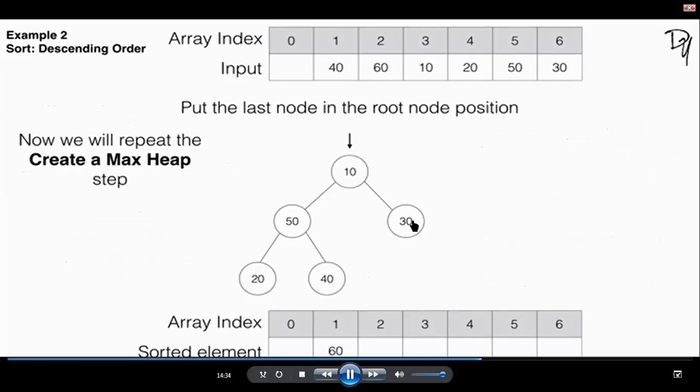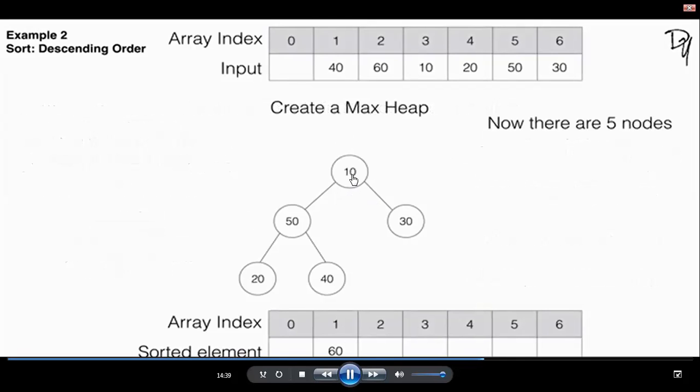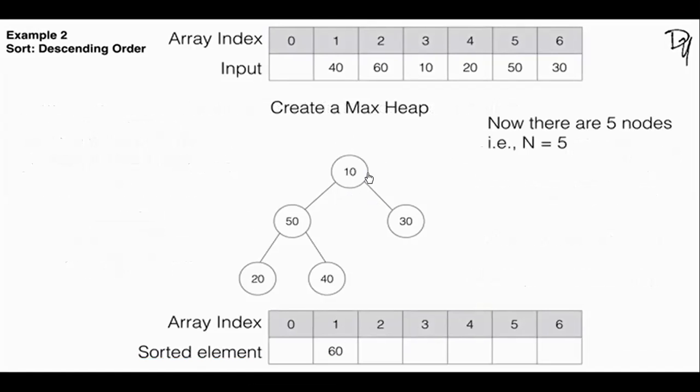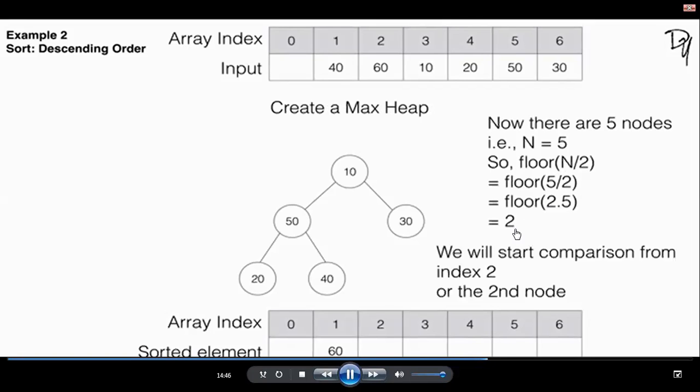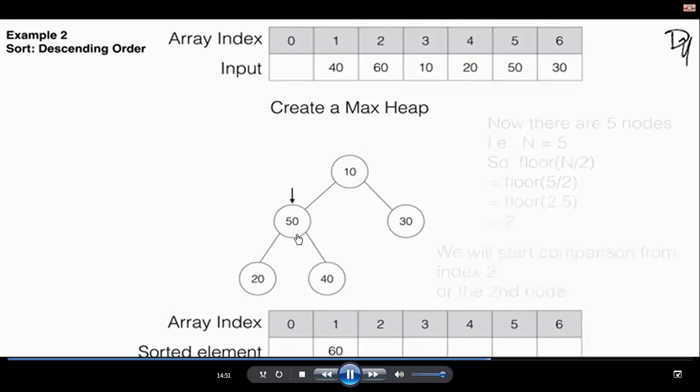And as usual, we can start with the last node replaced with the root node. Again, we can start with constructing max heap. So totally 5 elements are there. So floor of n by 2: 2. 1, 2. This position we have started checking.